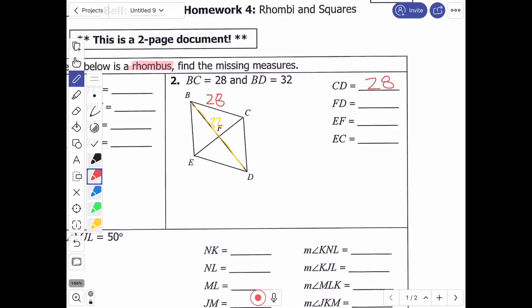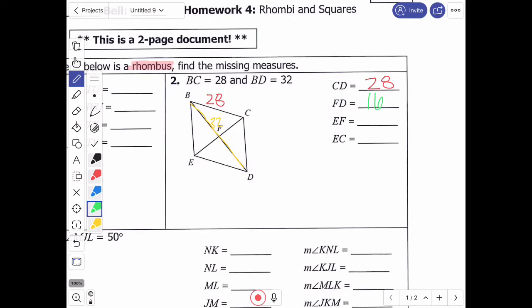Then I want to find FD. FD is this part of the yellow diagonal. So the diagonals are bisecting each other, same as true as a parallelogram. So I'm going to take half of 32 to find this FD part. So half of 32 is 16, so that means FD is 16.